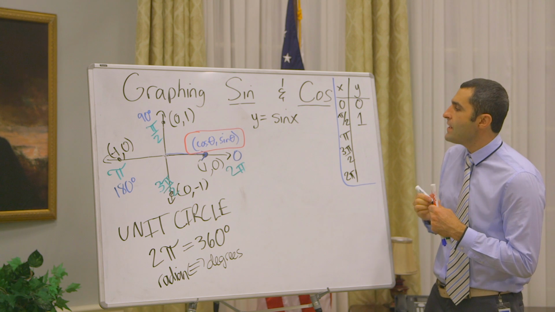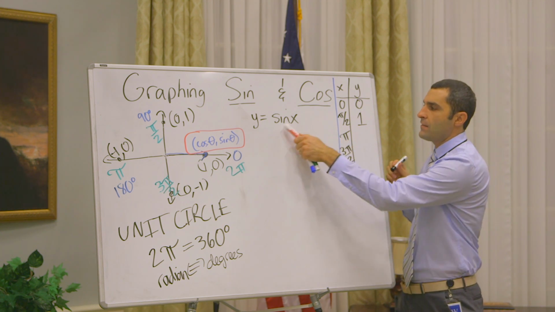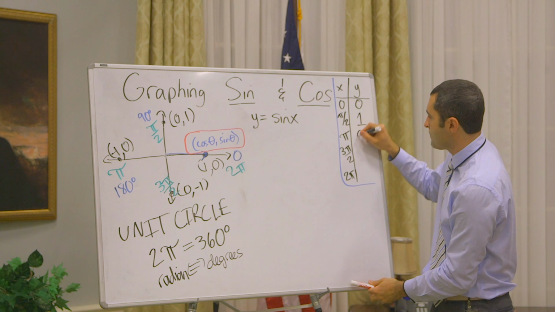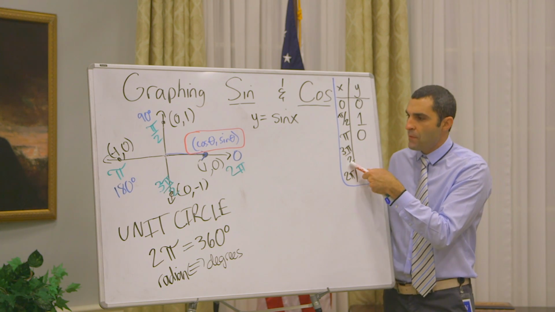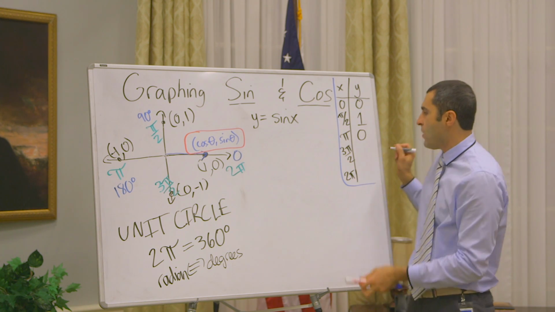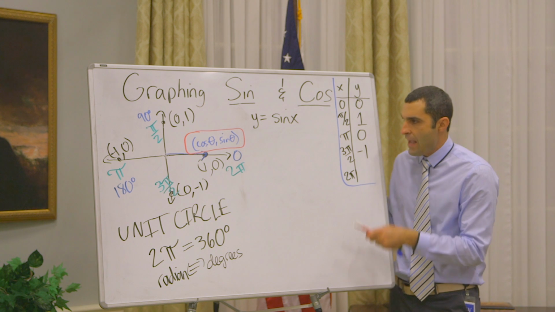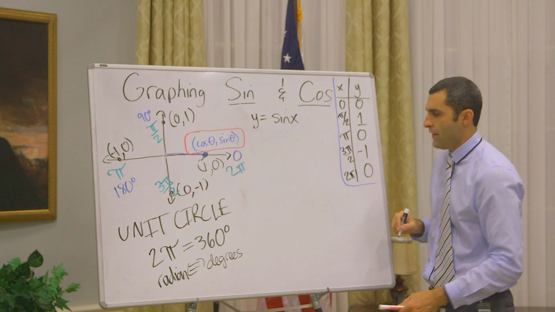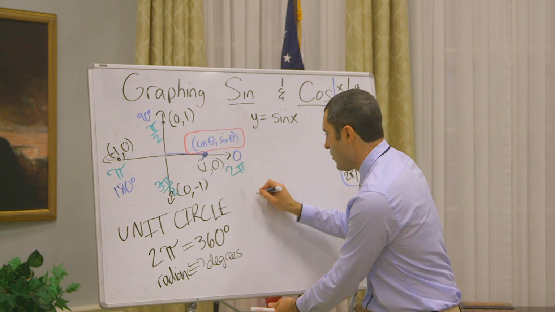Okay. What is the sine of pi, when x is pi? 0. What is the sine of 3 pi over 2? Negative 1. And then we're back to 2 pi. 0 again. Right. Now we can do our graph.